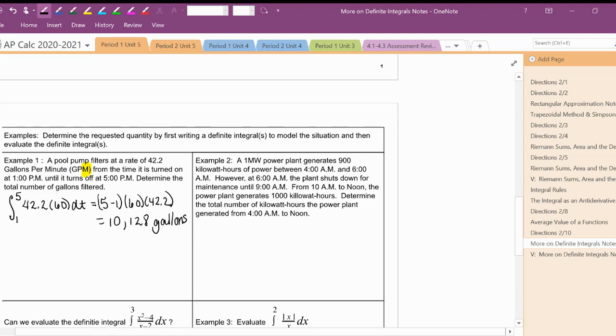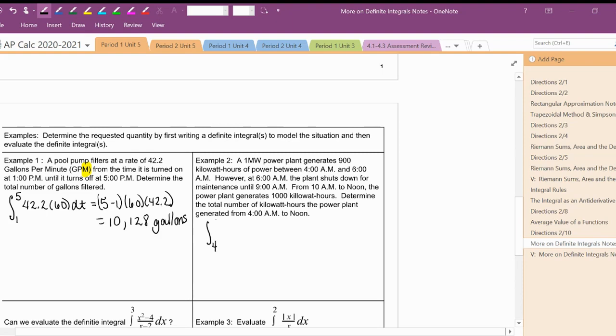All right, our next example, we have a 1 MW power plant that generates 900 kilowatt hours of power between 4 and 6 a.m. However, at 6 a.m., the plant shuts down for maintenance until 9 a.m. From 10 a.m. until noon, the power plant generates 1,000 kilowatt hours, so that maintenance was fruitful. Determine the total number of kilowatt hours the power plant generated from 4 a.m. to noon. Here we would have to use another one of those rules.